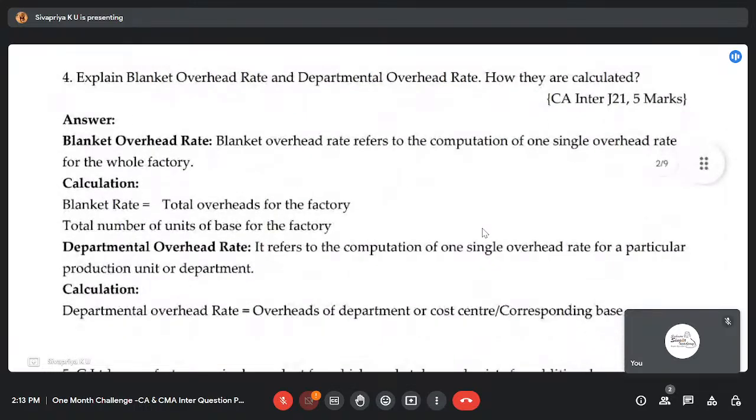Then explain blanket overhead rate and departmental overhead rate. Blanket rate is a single overhead rate for the entire factory, whereas departmental rate is specific to the particular departments.